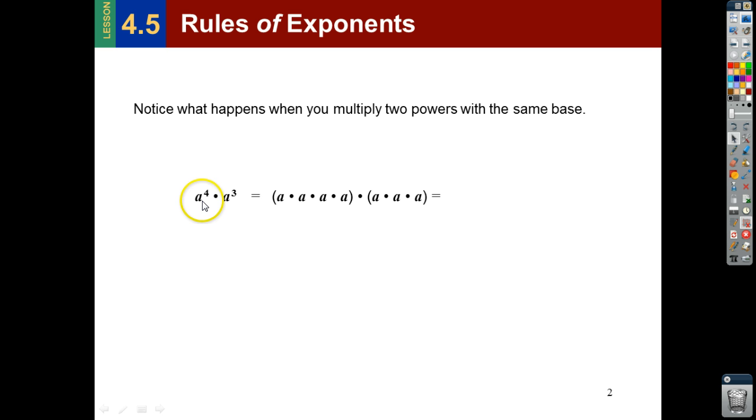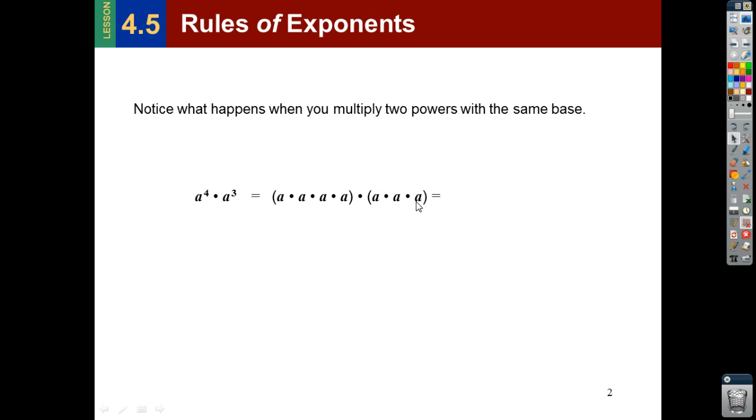Okay, so a to the 4th actually looks like this: that number times that number times that number times that number. Okay, good, right? This is the base, that's the number that we're multiplying. The 4 is the exponent, that's the number of times we multiply it. So a to the 4th is here, a to the 3rd is there.